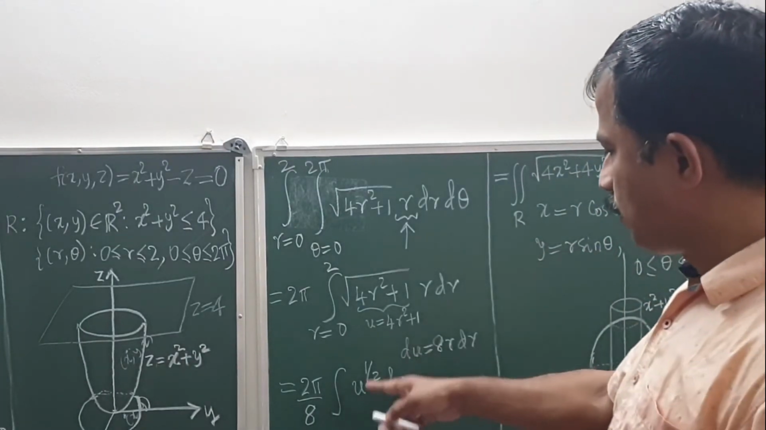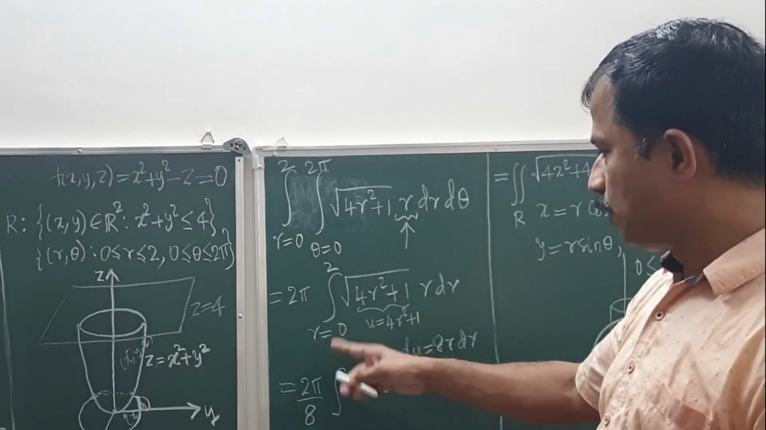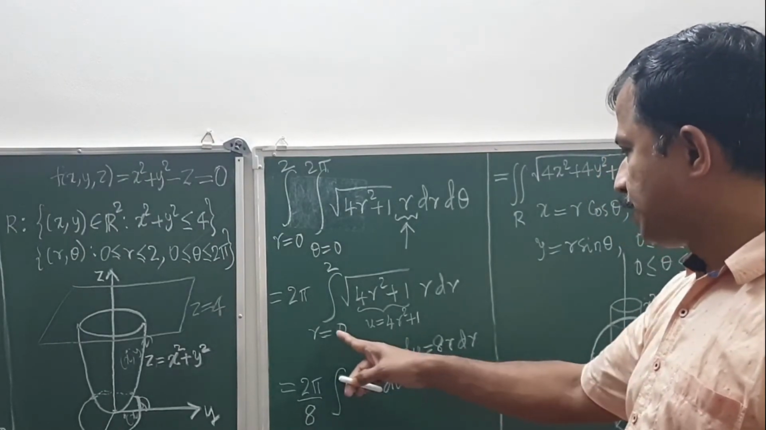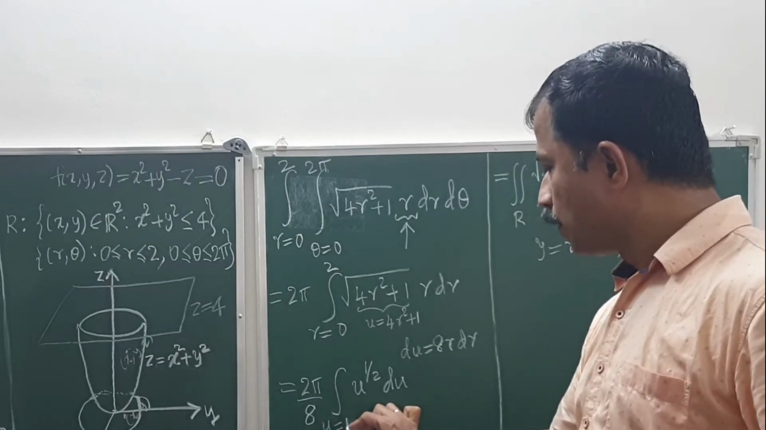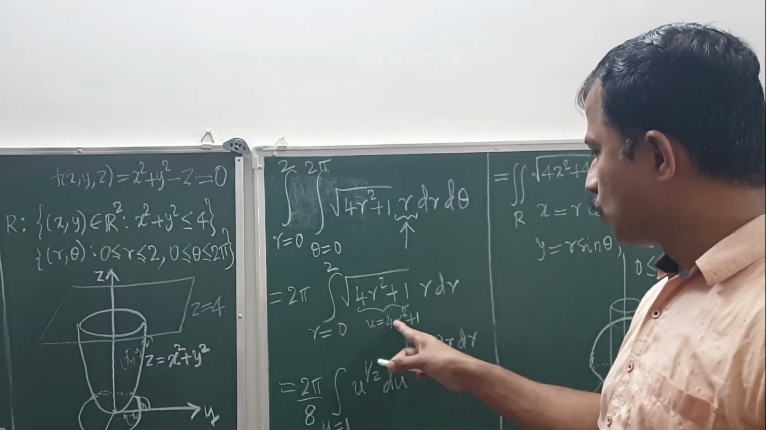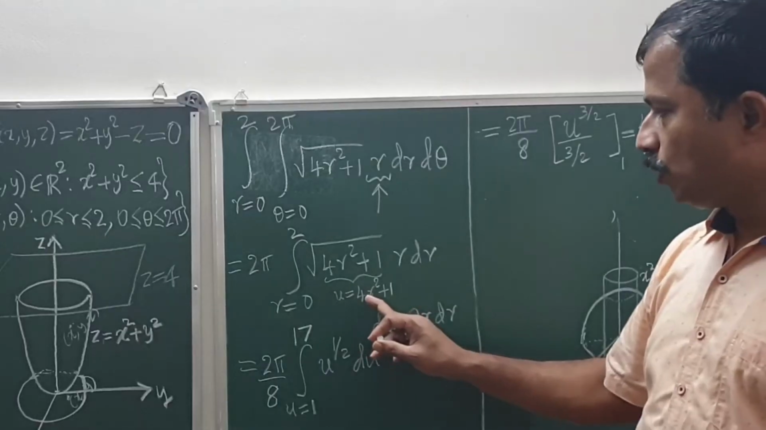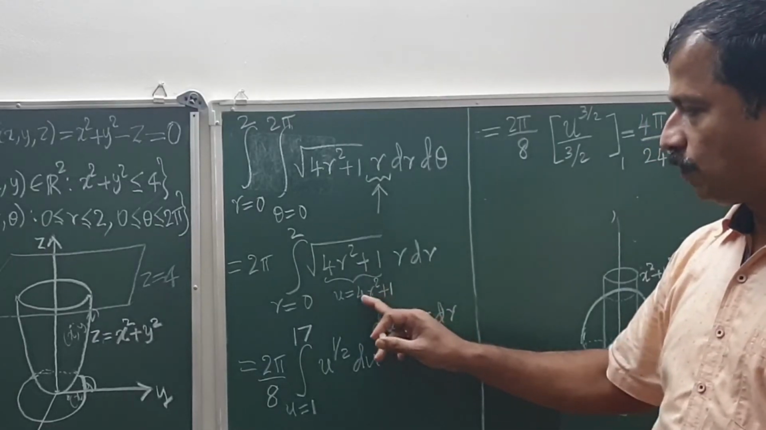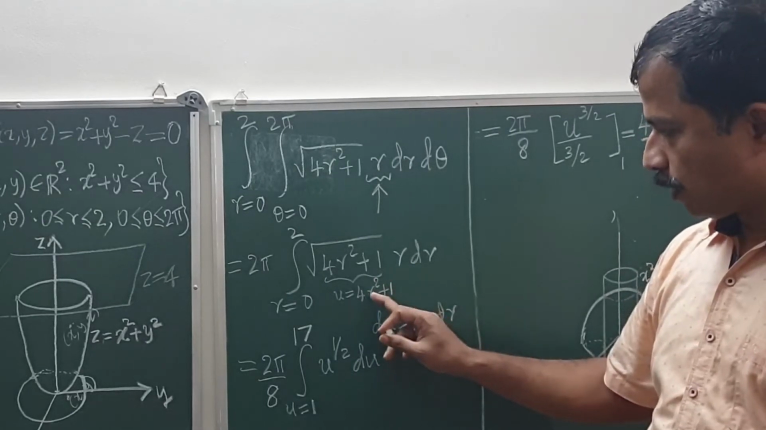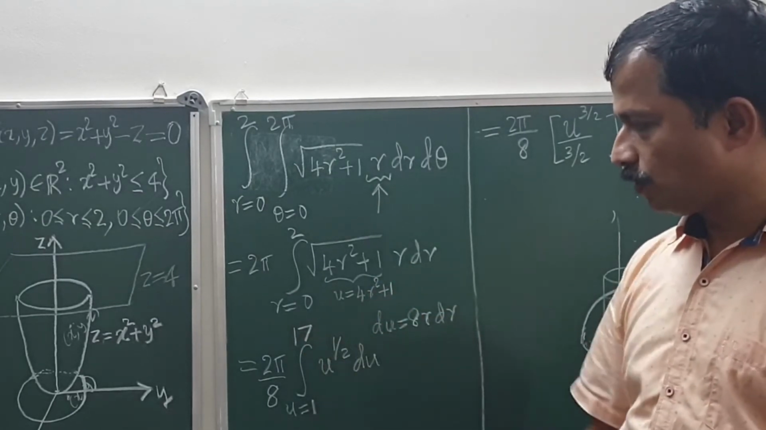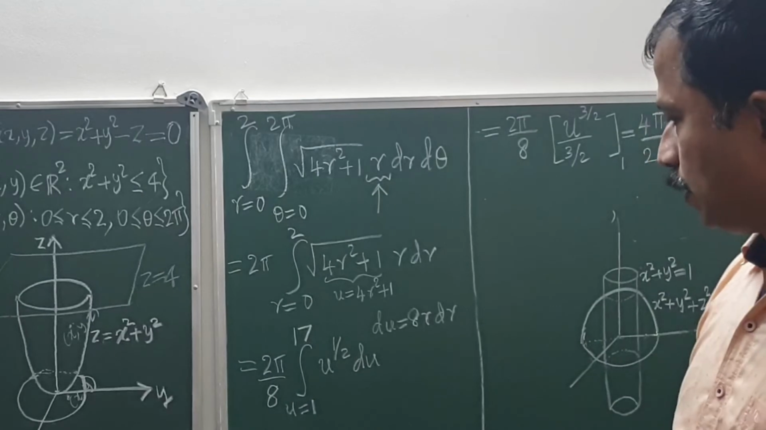And also here, what will be the limits of integration? When r is equal to 0, u will be 1. When r is equal to 2, this is 4 into 2 square plus 1, that is 4 into 4 plus 1, that is 16 plus 1 or 17. So the upper limit is 17 here.